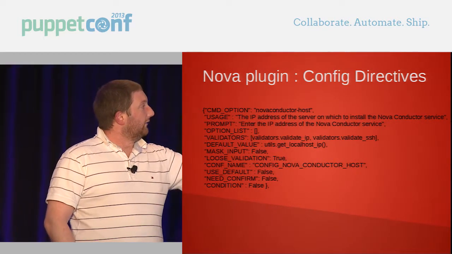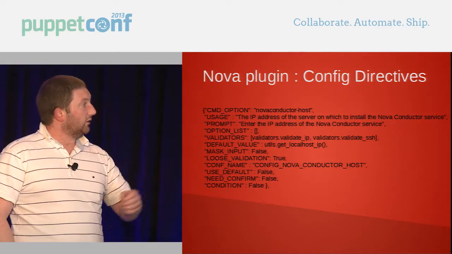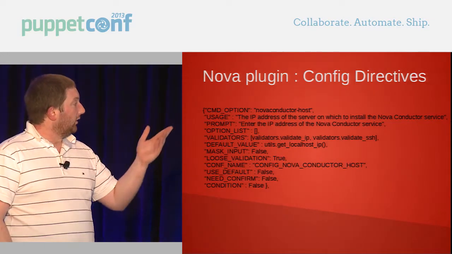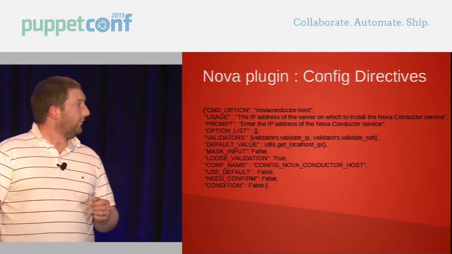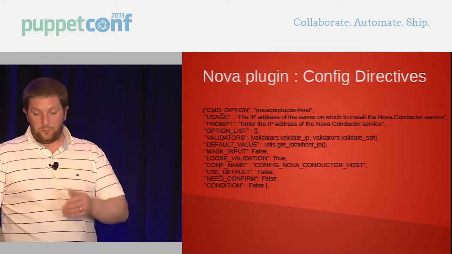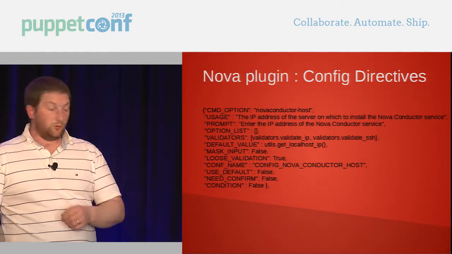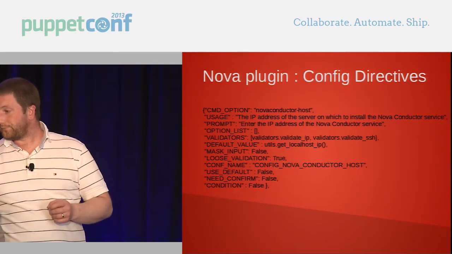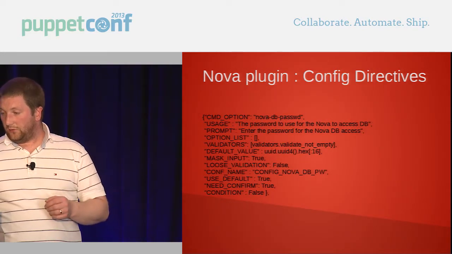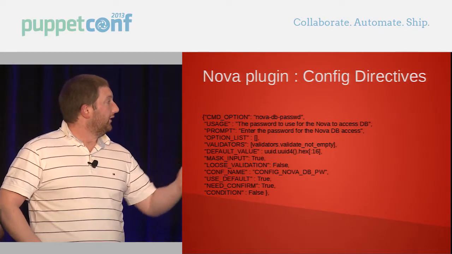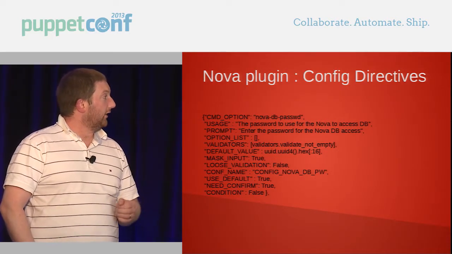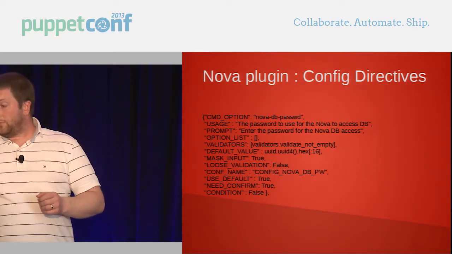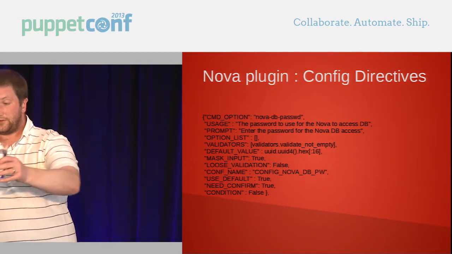So we do things like validate the option is correct, validate it's an IP address, validate that it can be SSH'd to. The default value is the localhost IP. And then when that's finished, that particular config Nova conductor host option will be available to be put in the Puppet template. There's an example of another one. This one, the default value is a password. The default value is a randomly generated hex string, and that's used for access to the database.